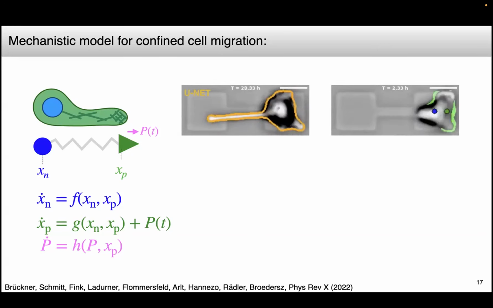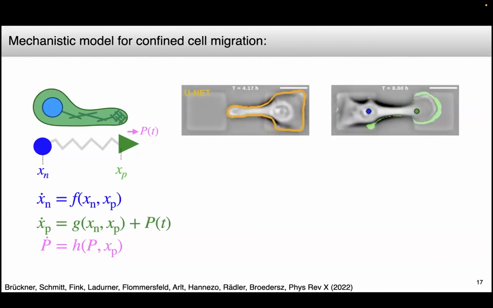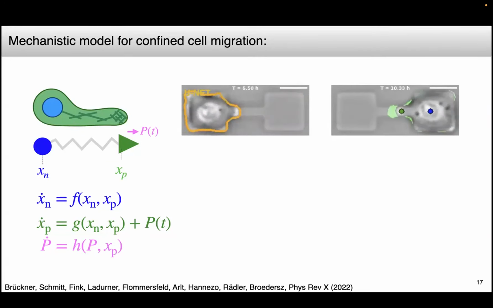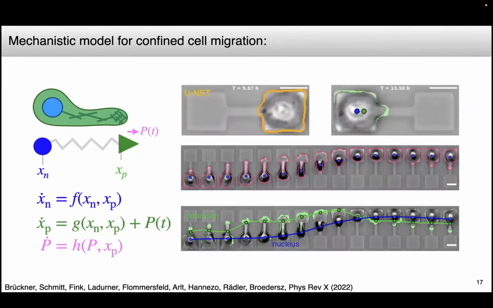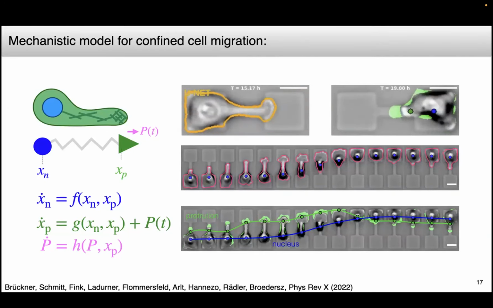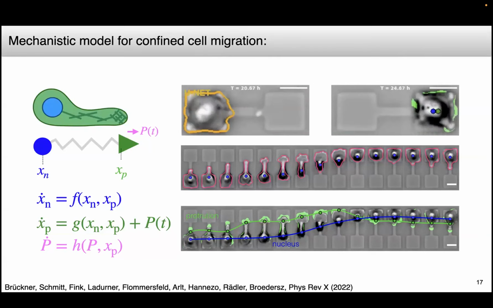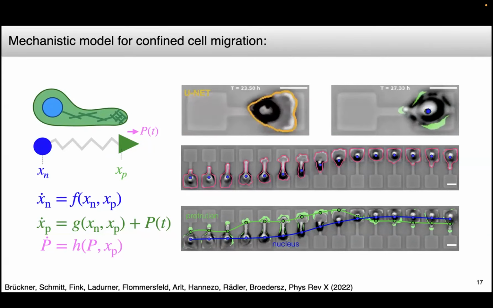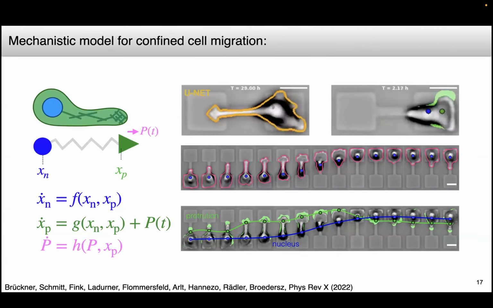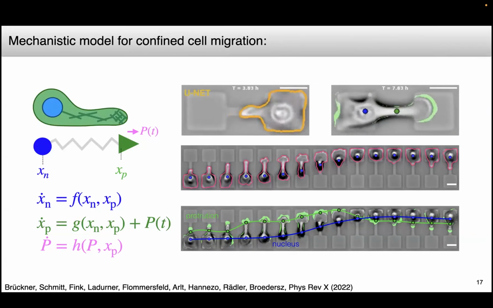So for that, we needed to automatically segment the cell shapes. And from the cell shapes, we extracted something like a protrusion coordinate, which is shown here in green, something like the center of mass of the protrusion. Here you can see an example of protrusion and nucleus coordinates as the cell is moving over this pattern. And we did this for a very large number of trajectories. Using those trajectory data sets, we constrained or inferred the underlying model.